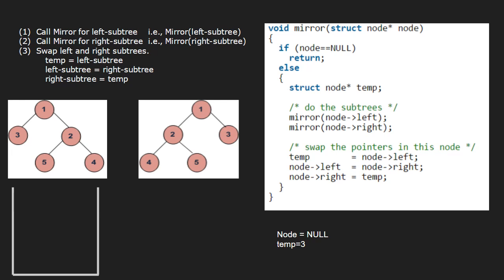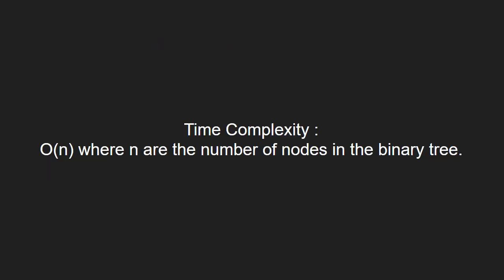Now, let us have a look at the time complexity of the program. This code will run in big O of n complexity. Here, n is the number of nodes in our tree. With this, we come to an end of this tutorial.